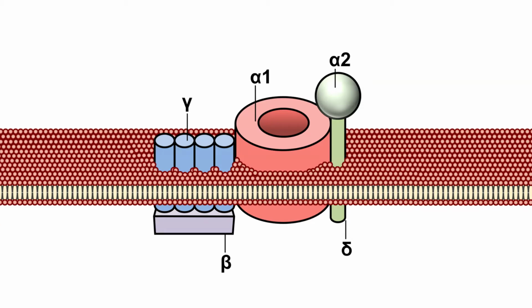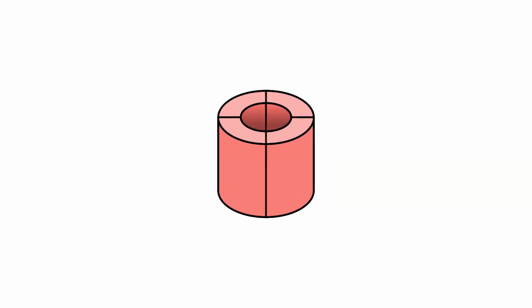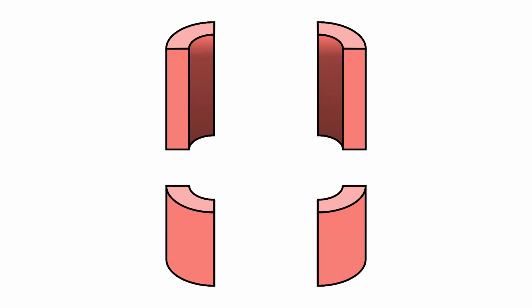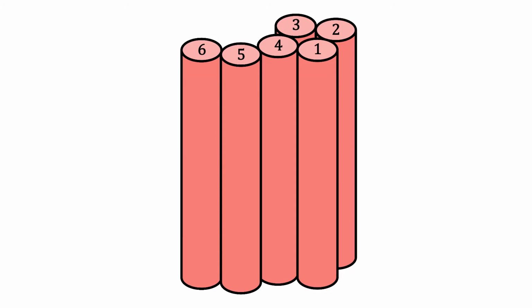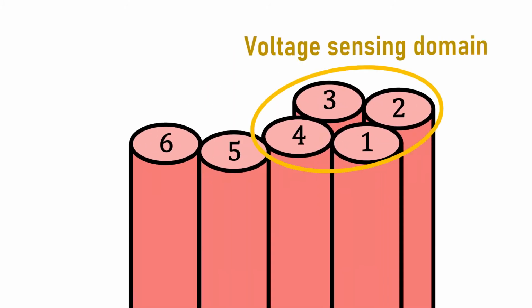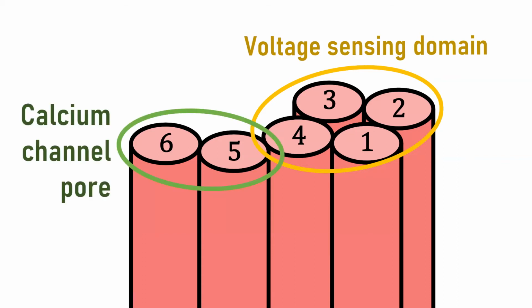The alpha-1 subunit is the central pore that lets calcium ions in. This subunit is composed of 4 smaller repeating sections called motifs. Each motif is made up of 6 smaller units. Units 1 to 4 lie on the outside of the motif and form the voltage sensing domain, whilst units 5 and 6 lie on the inner side and form the actual pore. It is at these 2 units that the calcium channel blockers bind to.